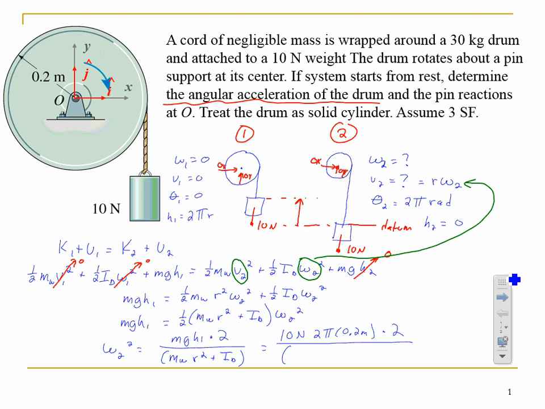Dividing that by the mass of the weight, which, if you look back at lecture 4.3 in the notes, I said the mass of the 10 Newton weight was 1.02 kilograms. Multiply that by R squared, which is 0.2 meters squared. Add to that the mass moment of inertia of the drum, which we said in lecture 4.3 was 0.641 kilogram meters squared.